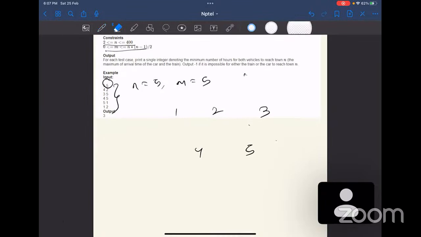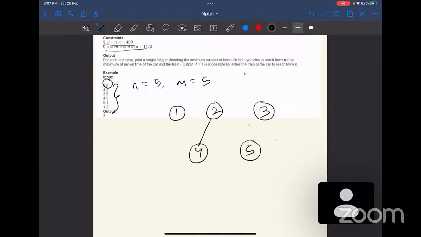Okay, so these are the towns. We have a railway from 4 to 2. 3 to 5 is a railway. 4 to 5 is a railway. 5 to 1 is a railway. 1 to 2 is also a railway.